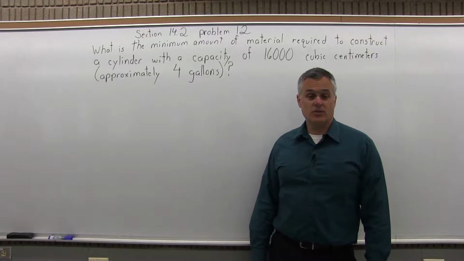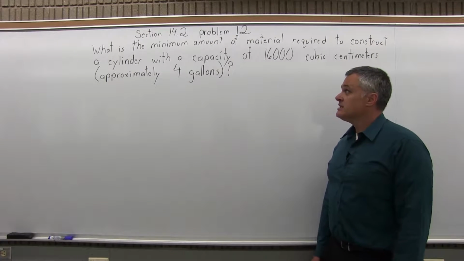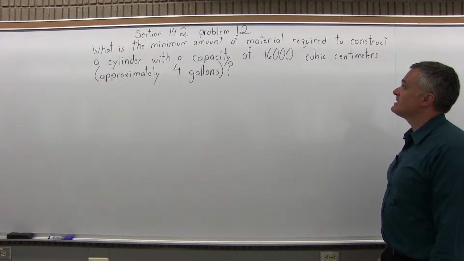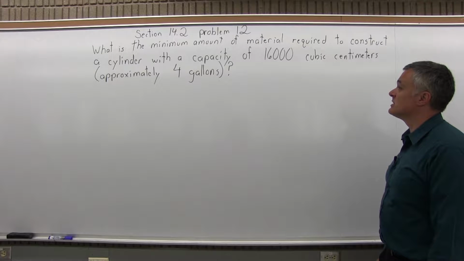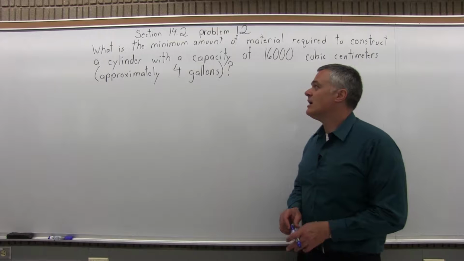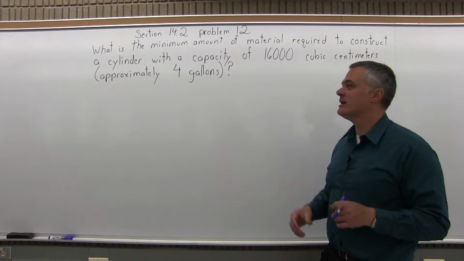This is Section 14.2, Problem number 12. It says, what is the minimum amount of material required to construct a cylinder with a capacity of 16,000 cubic centimeters? So that's approximately 4 gallons, just to give you an idea. So this is more of a pail than a can.